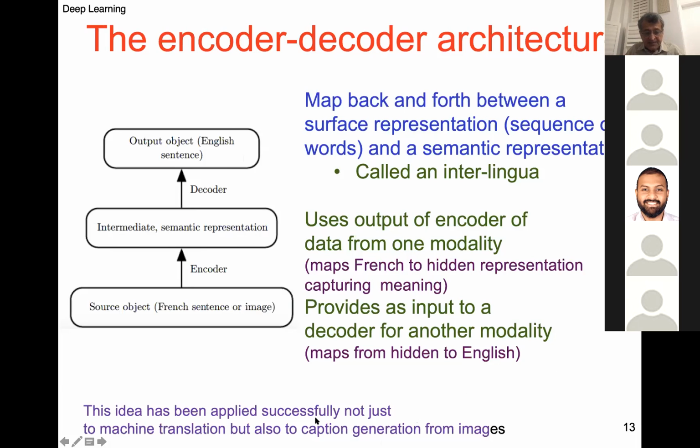This idea has been applied successfully not just to machine translation, but also to caption generation from images. So it could be an image that's input here, capturing what is in the scene that it is seeing in the camera, and then it outputs a sentence saying what it is. This kind of training would need you to present images and descriptions, do the mapping, and learn the weights needed.